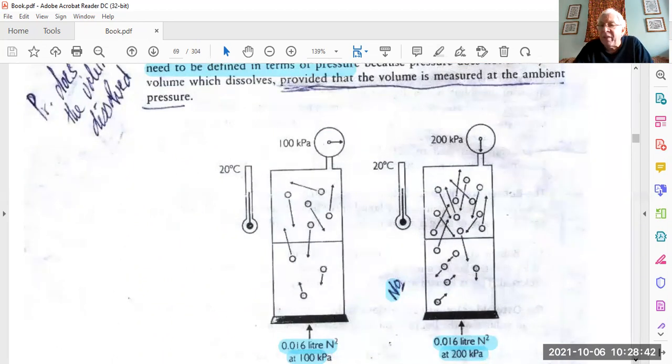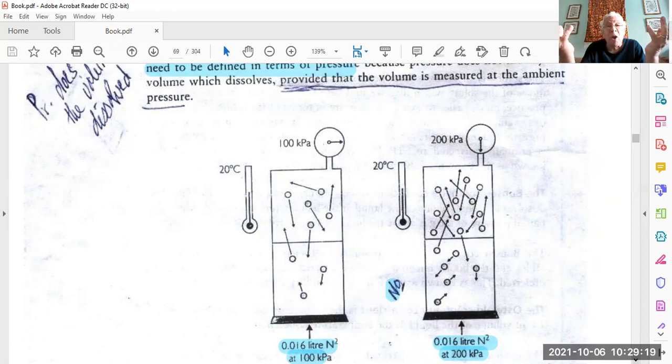Suppose we have two cylinders. One of the cylinders is under pressure of 100 and the other one is under the pressure of 200 and the temperature is 20, which is the ambient temperature. You can see, regarding Henry's law, that there are more particles being dissolved on the right side in comparison to the left side, definitely because we are using Henry's law. Okay, well and good. Now we have more molecules.